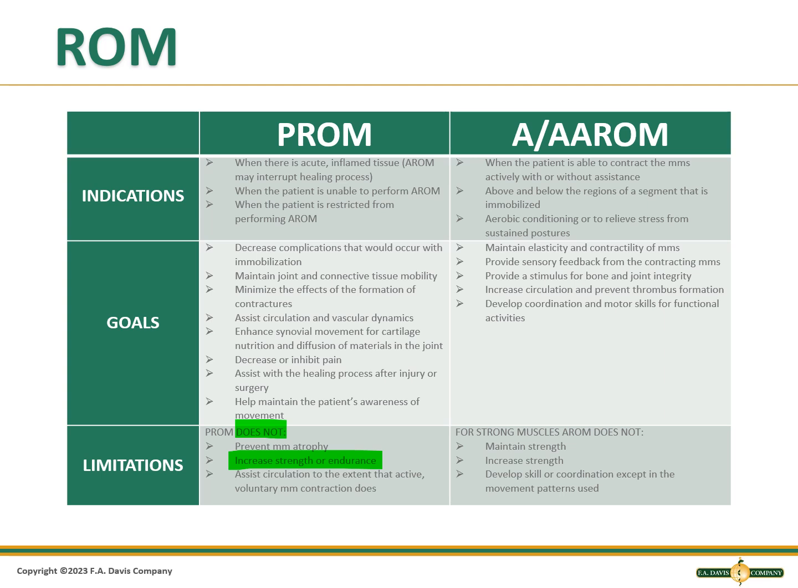The goals of active and active assistive range of motion are to maintain elasticity in the contractility of muscles, provide sensory feedback from the contracting muscles, provide a stimulus for bone and joint integrity, because remember, Wolff's Law, bones and joints only get stronger when the muscles are pulling on them, increase circulation and prevent thrombus formation, and develop coordination and motor skills for functional activities. Limitations that we run into with active range of motion is that we have a hard time maintaining strength if we have normal strength prior to an injury that restricts range of motion.